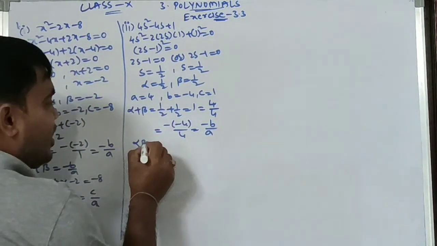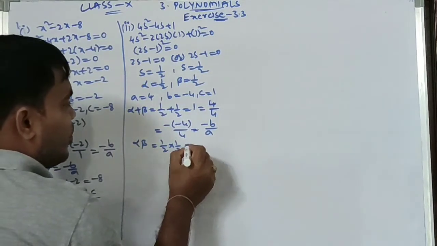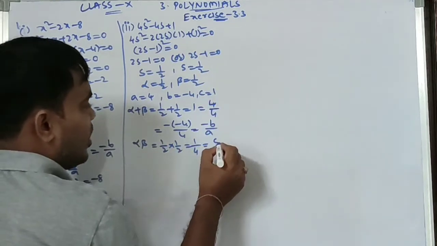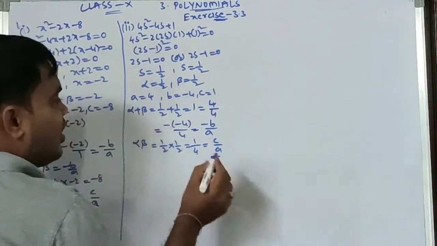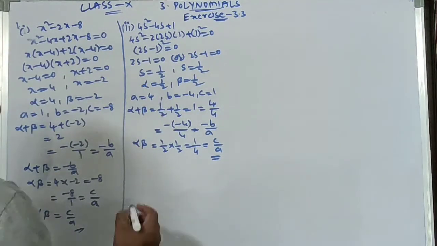Next, alpha beta equal to alpha 1 by 2, beta 1 by 2. 1 into 1 is 1, 2 into 2 is 4. 1 equal to c, 4 equal to a. So alpha beta equal to c by a. So the relationship is proved again. Next, third question.